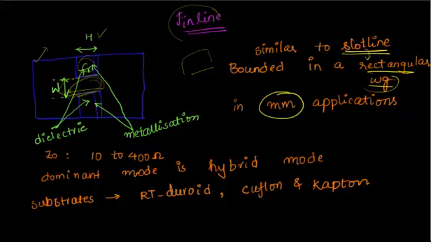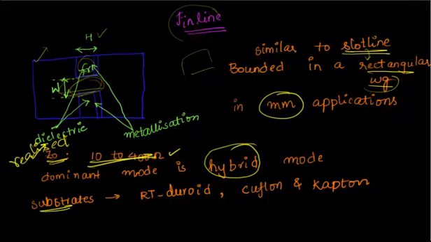And the Z0, the impedance that can be realized here, is in the range of 10 to 400 ohms. And the dominant mode here is the hybrid mode. The substrates that are used are RT Duroid, Kevlar and Kapton.